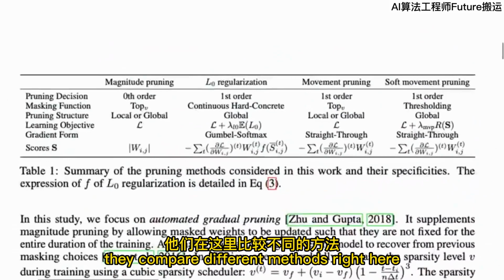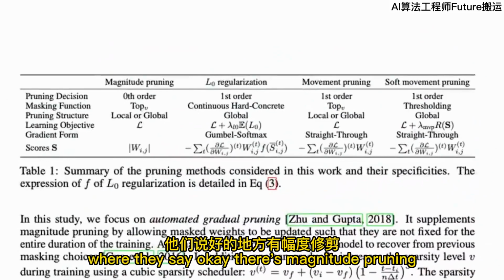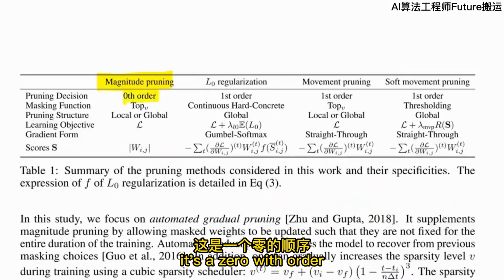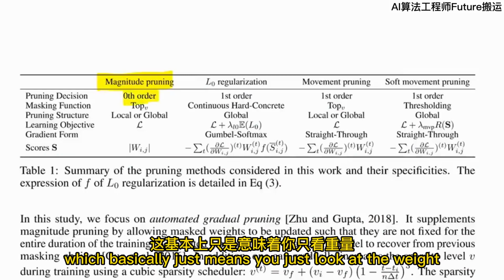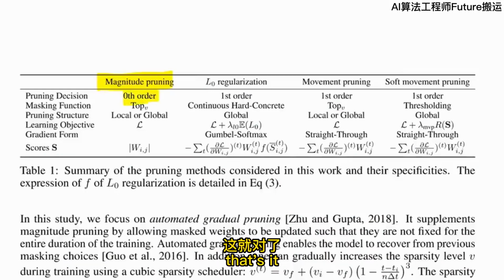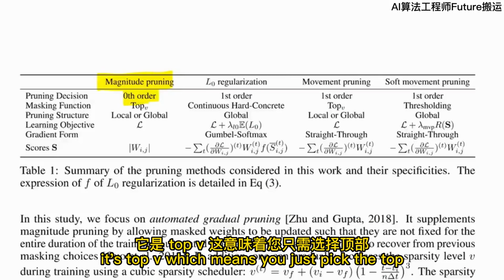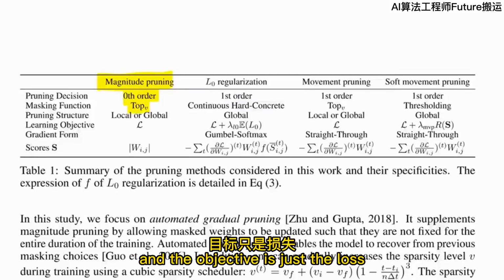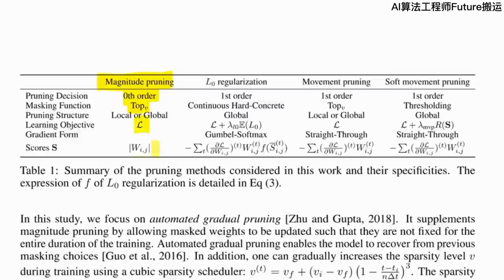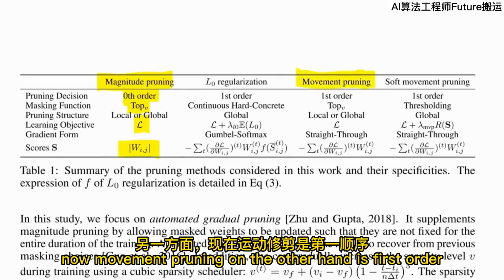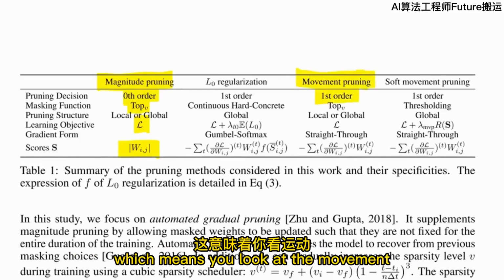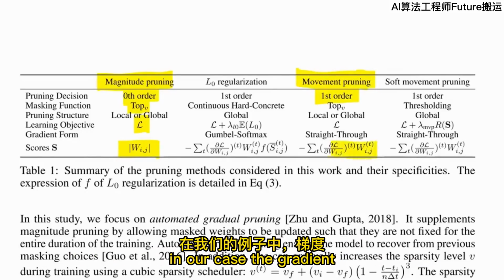They compare different methods right here, where they say, okay, there's magnitude pruning. It's 0th order, which basically just means you just look at the weight magnitude. That's it. It's top V, which means you just pick the top whatever, and the objective is just the loss, and the scores are just the absolute value. We've seen this. Now movement pruning, on the other hand, is first order, which means you look at the movement, in our case the gradient, as you can see here.